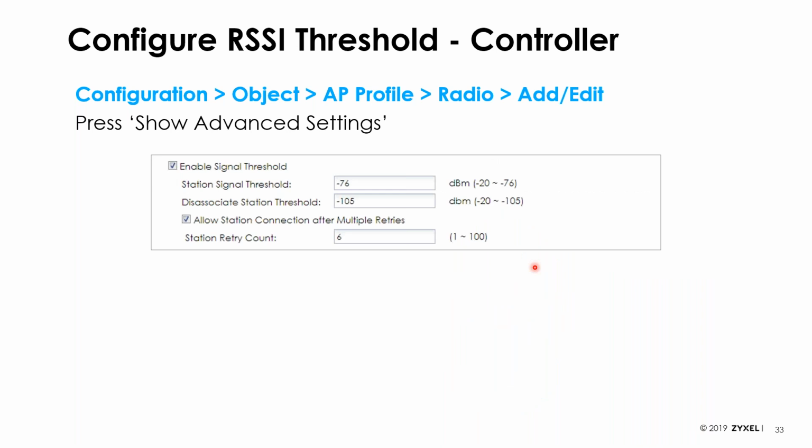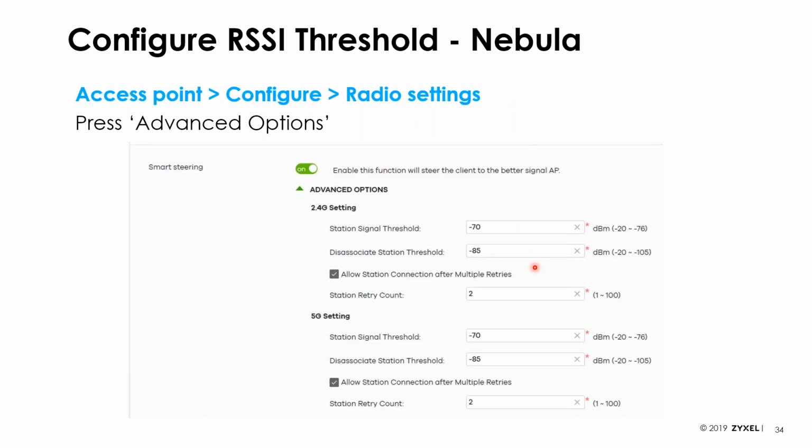Okay, so where do you set this? Under radio profile, you are able to set signal thresholds, and you can of course do this for 2.4 gigs and 5 gigs individually. So you set the station signal threshold and the disassociate threshold and the retry count, so how many times clients can try and connect to an AP. Same things can be found under Nebula, and you can of course do them on a global level, so to all APs under that controller, being it a Nebula controller or an on-premises controller, or you can do them individually by each AP.